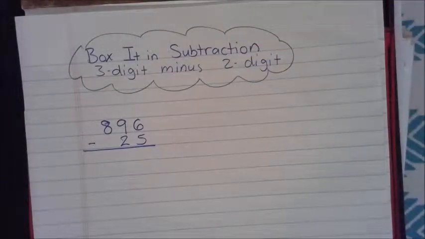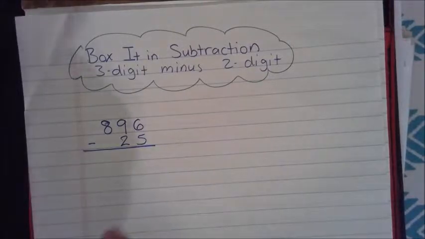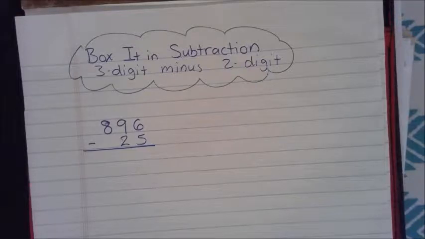Hi guys, welcome back. I'm sneaking off tonight to show you how to use the box it in subtraction method using 3-digit numbers minus 2-digit numbers. The first example we have here, 896 minus 25.